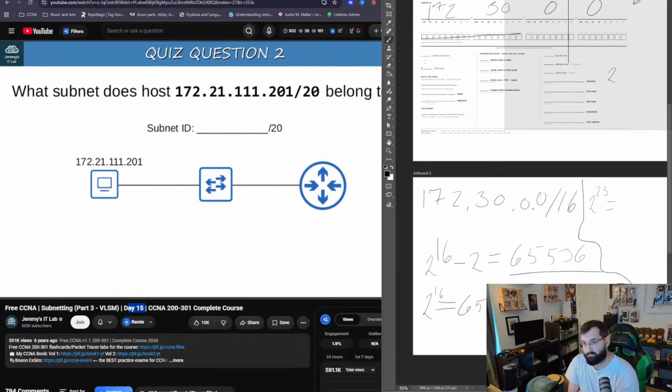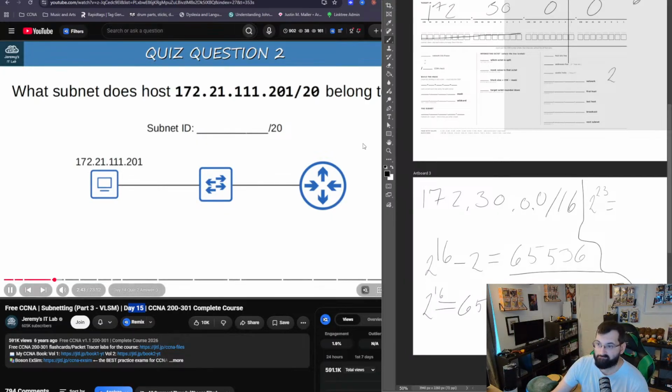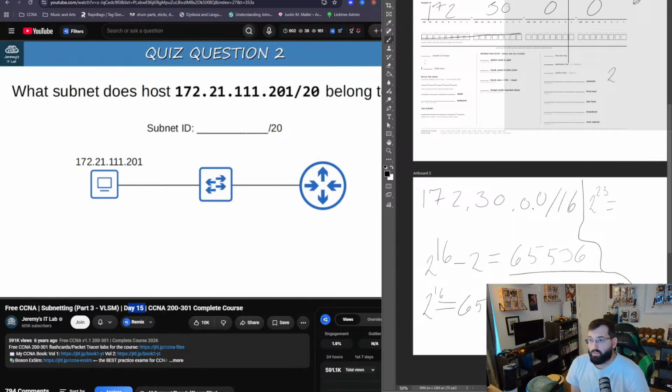As I mentioned before, make sure you know how to write different prefix lengths in dotted decimal too. Let's go on to question 2. What subnet does host 172.21.111.201/20 belong to? Okay, we should be able to do this one pretty quick. Okay. So let's not get it confused like we did last time.